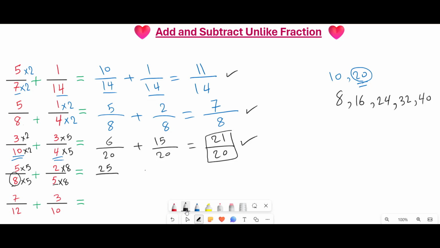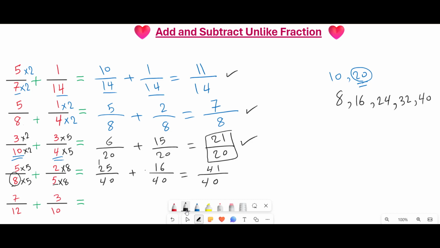5 times 5, 25. 5 times 8 is 40, plus 2 times 8 is 16, 5 times 8 is 40. Now the denominator is the same, we can do it. 25 plus 16 will be 6 plus 5, 11, 1 down and 1 up, 1 and 2, 3, 3 and 1 will be 4. 41 over 40.